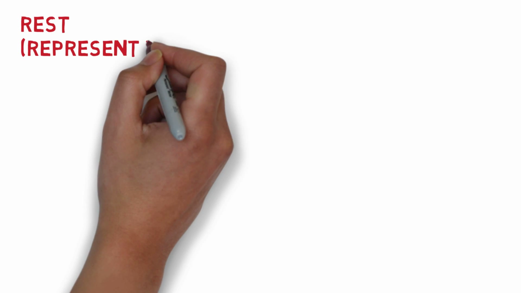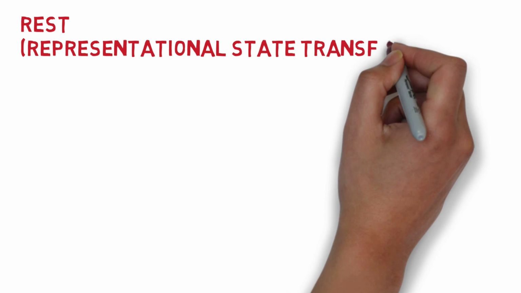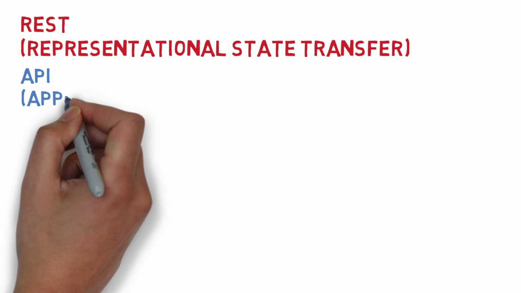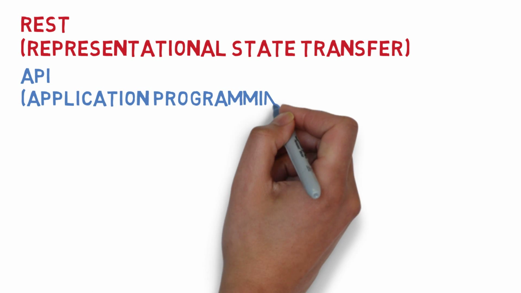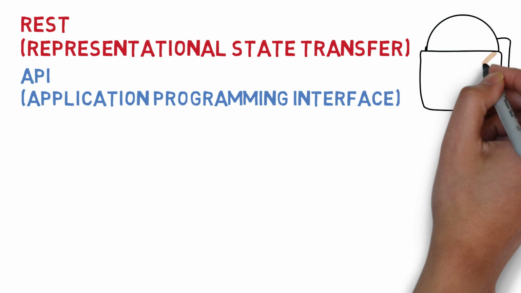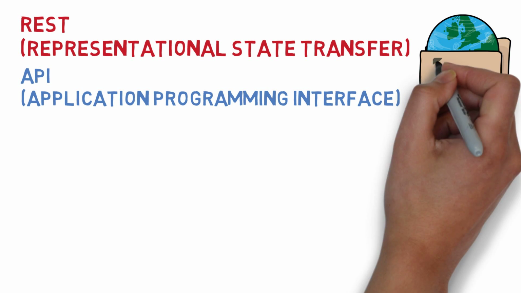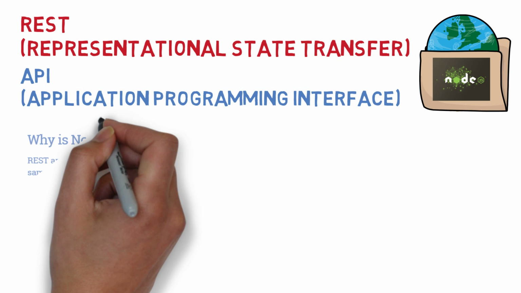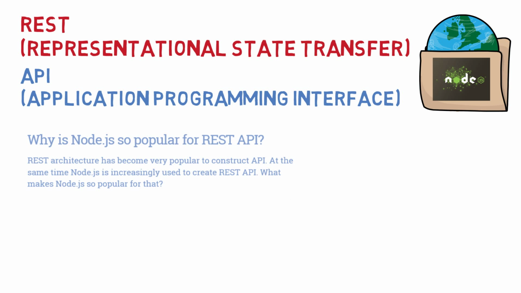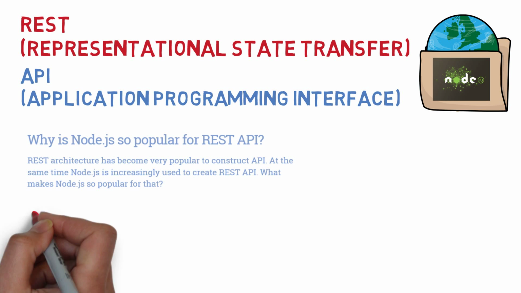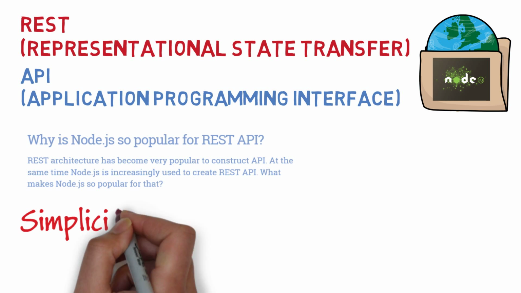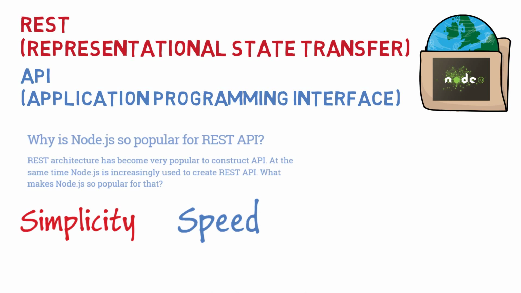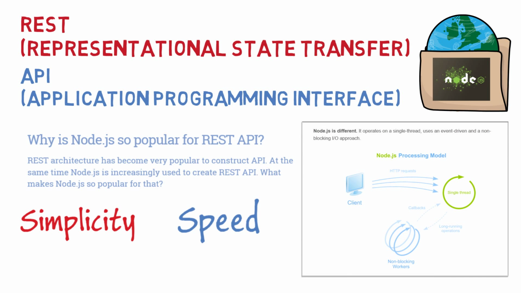Here's an interesting blog post on why Node.js is so popular with developers for creating REST APIs. The REST architecture has become very popular of late to create APIs. And concurrently, Node has become popular to create these APIs. But what makes Node.js the go-to platform for developers to create these REST APIs? The short answer is simplicity and speed. I highly recommend you read the entire blog post to get the full perspective.